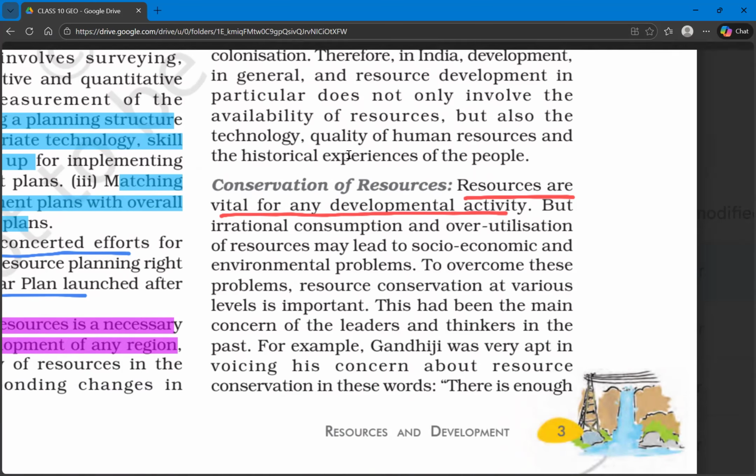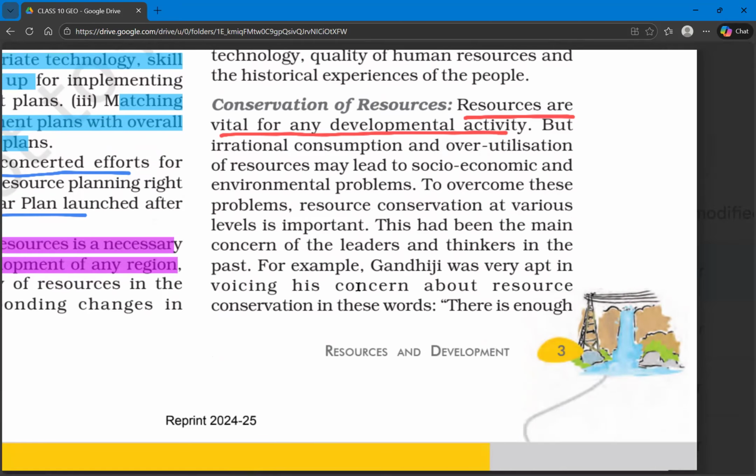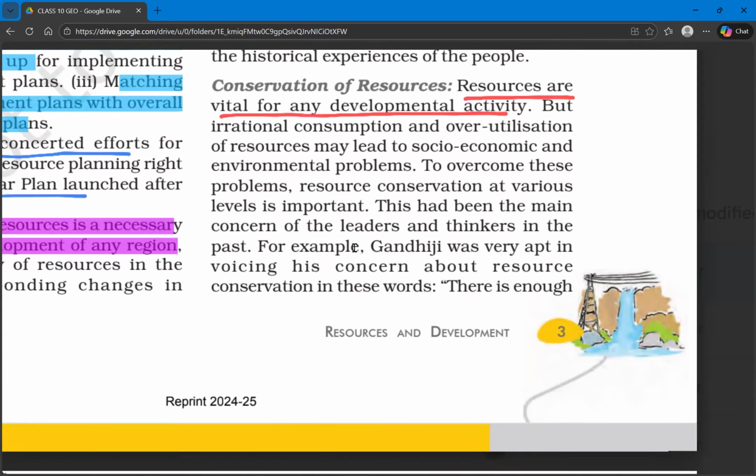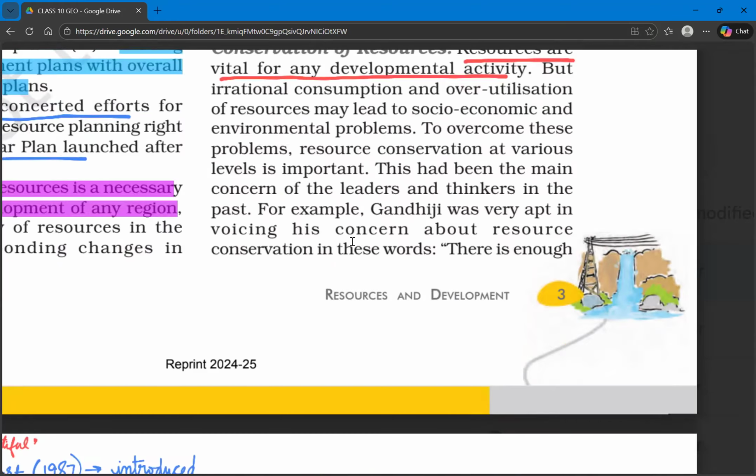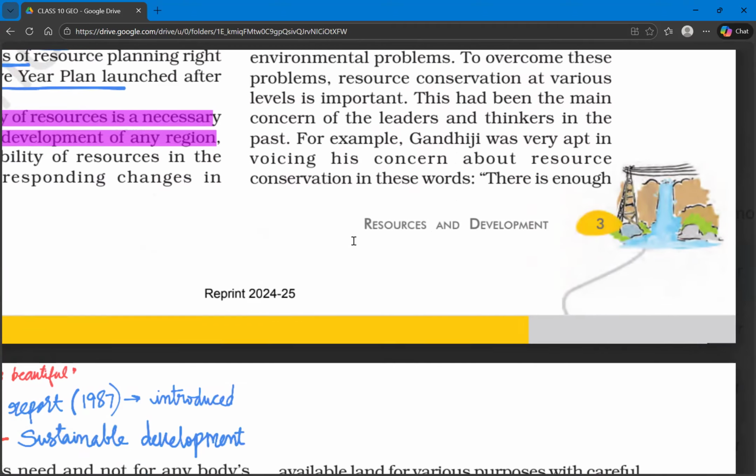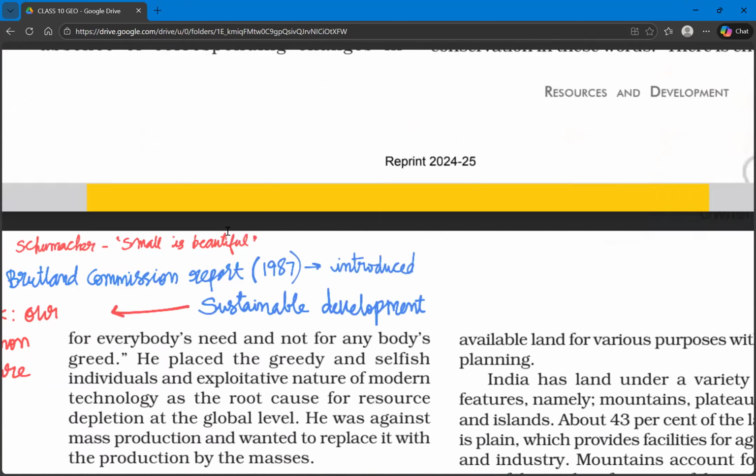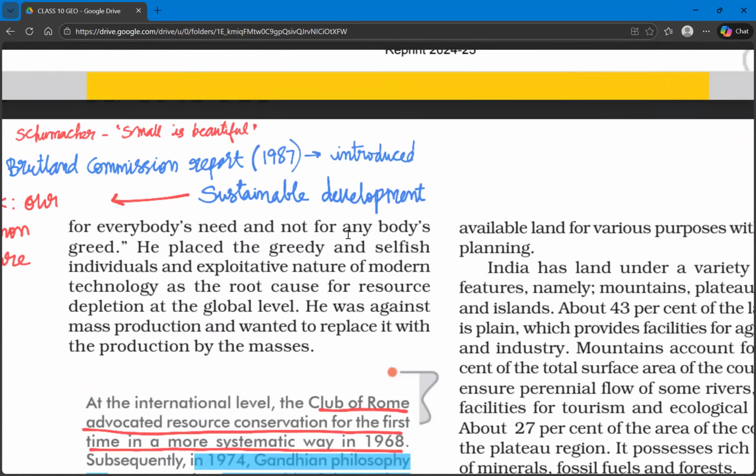Conservation of resources. Resources are vital for any developmental activity, but irrational consumption and overutilization of resources may lead to socio-economic and environmental problems, and we know that. To overcome these problems, resource conservation at various levels is important. This had been the main concern of the leaders and thinkers in the past. For example, Gandhiji was very apt in voicing his concern about resource conservation in these words: there is enough for everybody's need and not for anybody's greed.